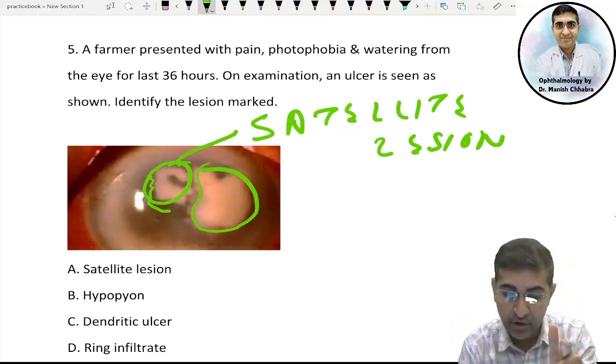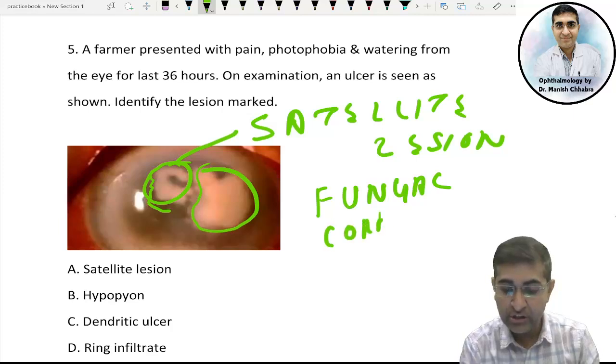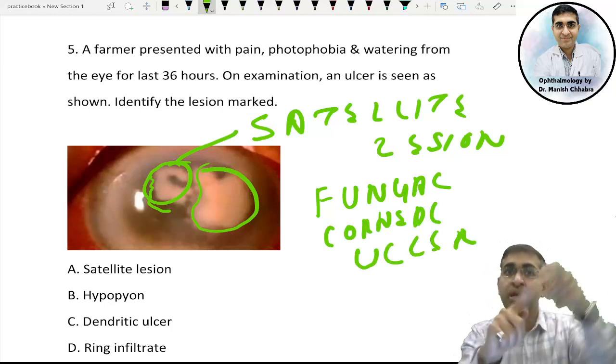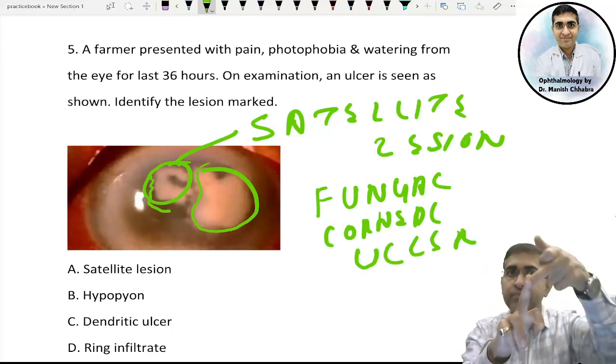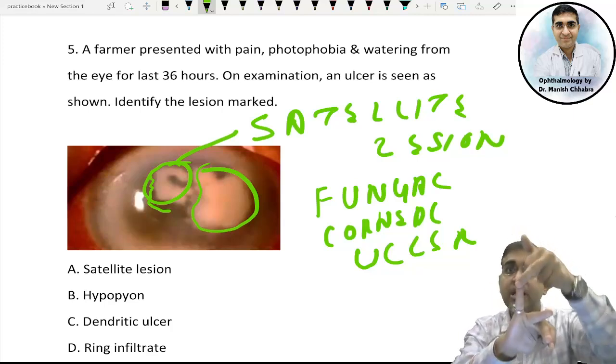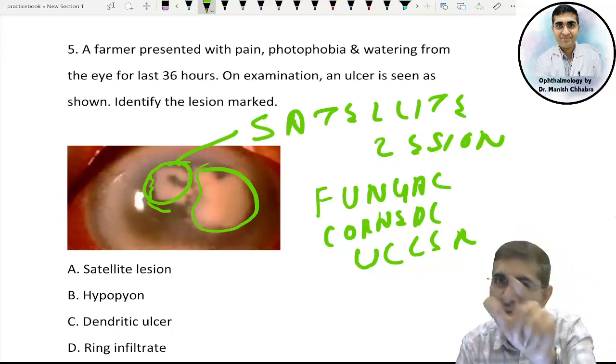It goes in favor of what? It goes in favor of fungal corneal ulcer. What are the other features of fungal corneal ulcer? First, signs are more than symptoms, dry looking ulcer, non-defined margins, satellite lesions. The hypopyon will be fixed and it will be sterile or non-sterile?